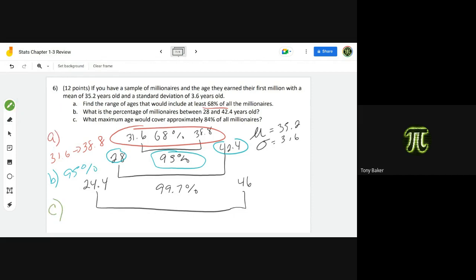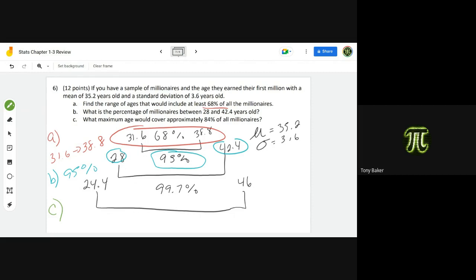All right, now question C. What is the maximum age that would cover approximately 84% of all millionaires? We don't have 84% on the screen, do we? No. I don't want a range. I want the maximum number. So I'm only looking for one number for this one. Anybody want to take a guess at what number it is?